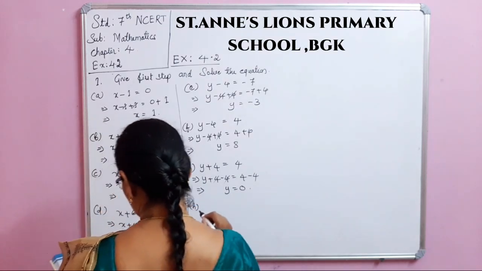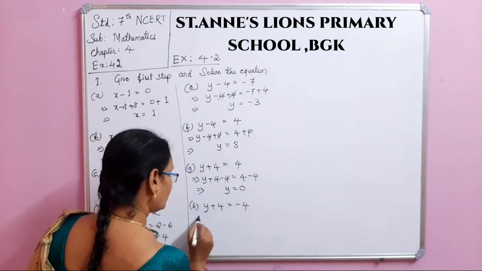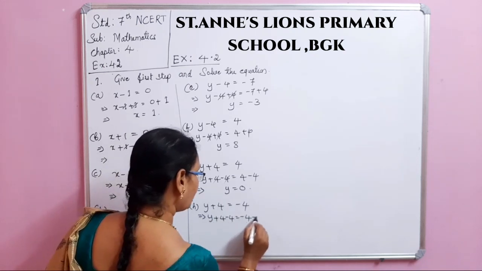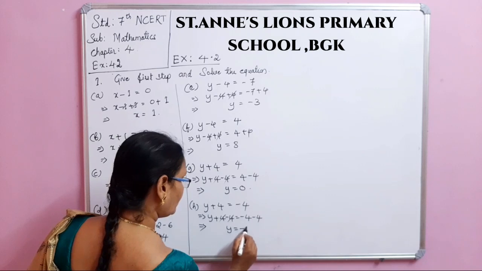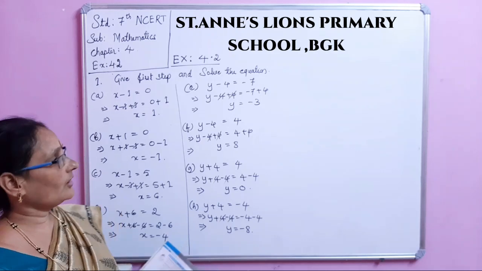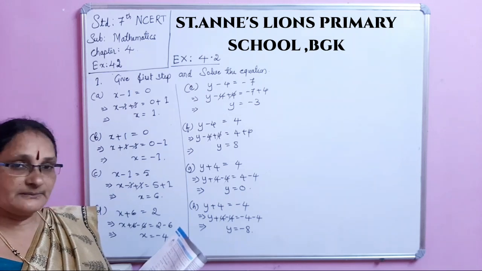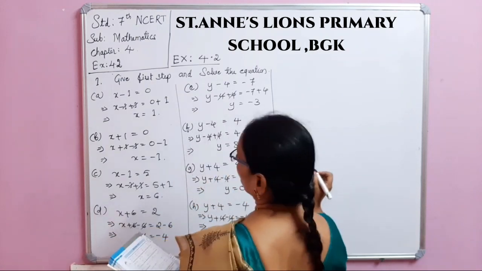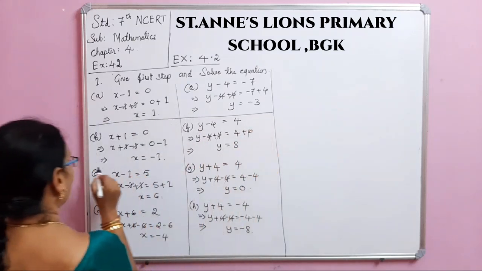Next, H. y plus 4 is equal to minus 4. y plus 4 minus 4. Minus 4 minus 4; plus 4 minus 4 got cancelled. y is equal to minus 8. So this is what the first main was, all just adding and subtracting. Next main comes multiplication and division. See here, if you are getting confusion, I am just putting the line.